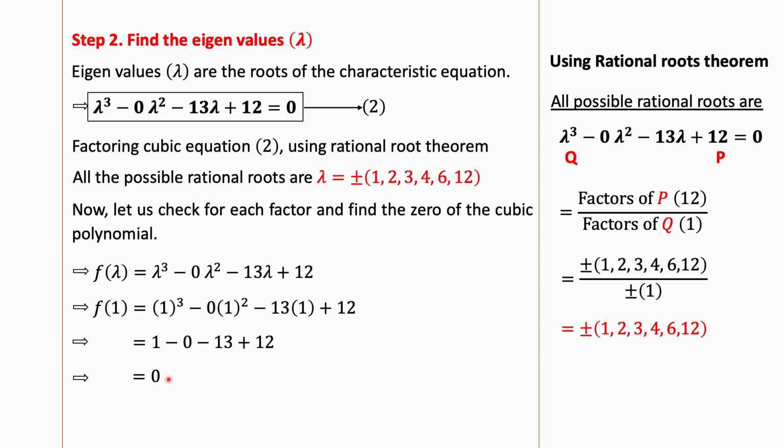Therefore, luckily for me, the first value 1 is the root of the cubic polynomial. So I have found the first root. Lambda is equal to 1. Therefore, lambda equal to 1 is the root of equation 2. Got it? Out of all the 3 eigenvalues, I have found the first eigenvalue, lambda equal to 1. Now I have to find the remaining 2 eigenvalues, the 2 remaining roots of the equation.